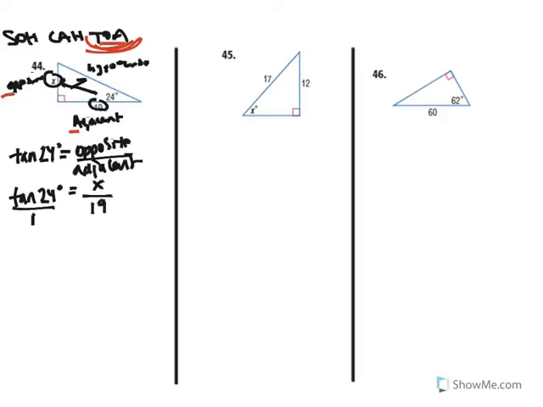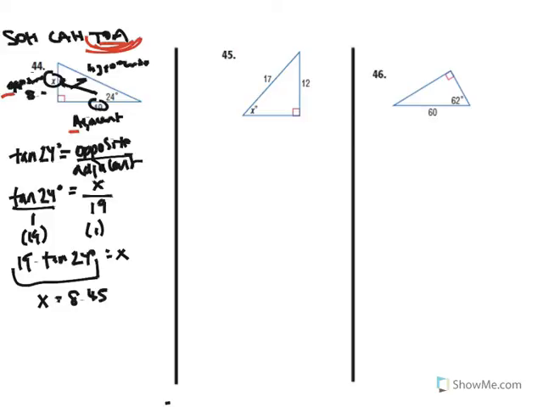Now I have to get rid of the fraction. So I get 19 times the tangent of 24 degrees, which is x. I put this part here into my calculator, and I get x equals 8.45. So this side here is 8.45. Let's do another example here.